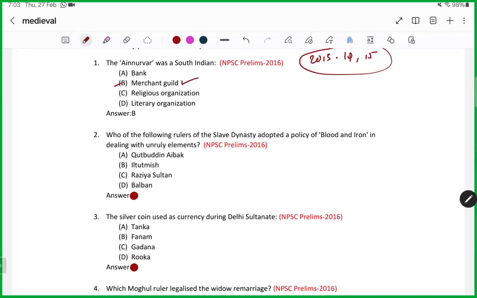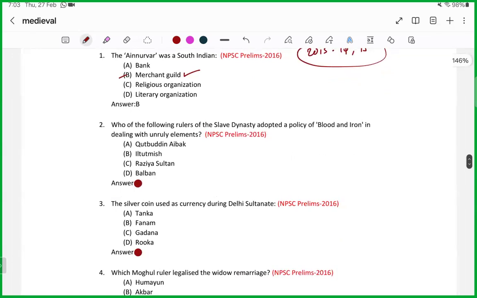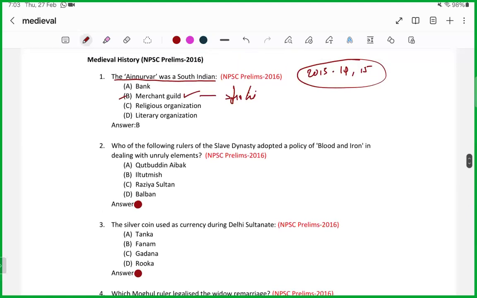Did we cover this one or have we not? Even I don't remember whether we have discussed this one or not. But as we have seen, this is also important. We have studied the Sreni, which is also a merchant guild, and we have also studied another merchant guild. So the merchant guild is important. Sreni is also asked sometimes, and Nirvari was asked once in 2016. So we get to know that the different names of merchant guilds that appeared at different times are important.